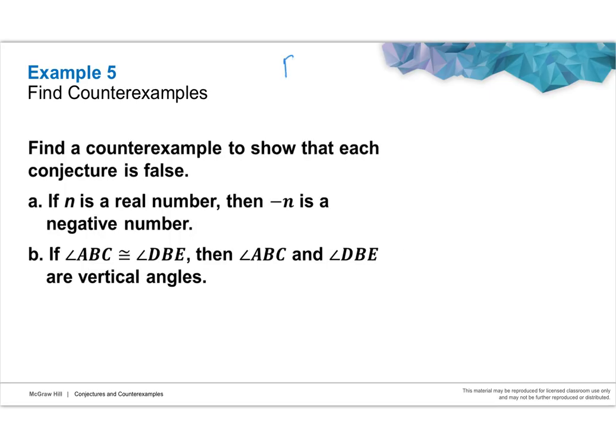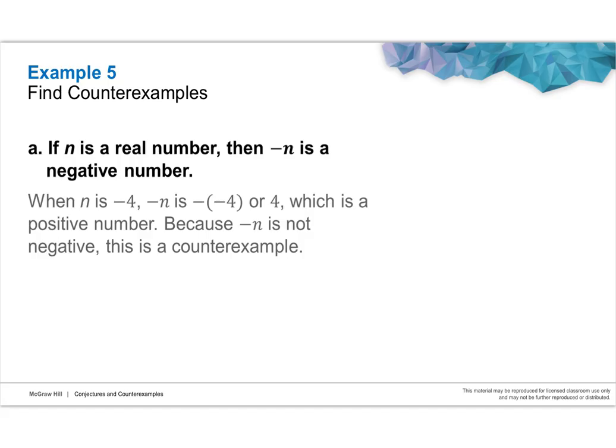So I'm on page 156 if you've lost track, and we are at example 5, where we're trying to find counterexamples for these beginning conjectures. Conjecture A says, if n is a real number, then negative n is a negative number. And then conjecture B says, if angle ABC is congruent to angle DBE, then angle ABC and angle DBE are vertical angles.